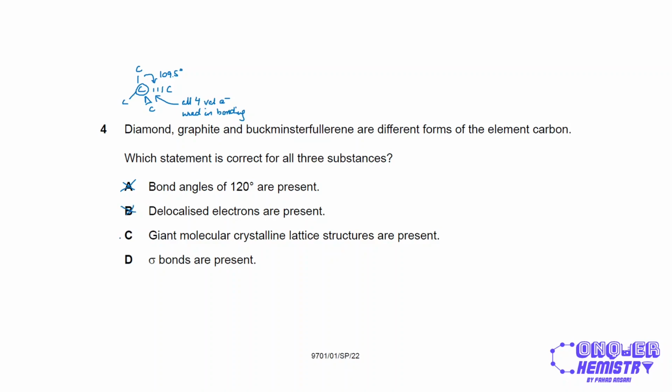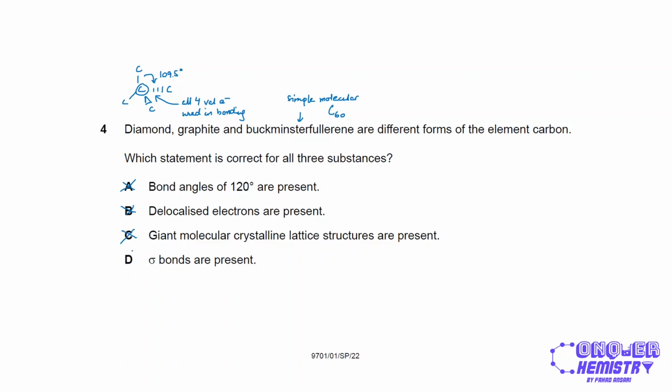So option C, giant molecular crystalline lattice structures are present. So this is true for diamond and graphite, but not true for Buckminster fullerene. Buckminster fullerene has a simple molecular structure, right? Because each molecule consists of only 60 carbon atoms, so that's not enough to qualify for a giant structure, right? These are small, simple molecules with weak van der Waals forces between them. So option C is incorrect.